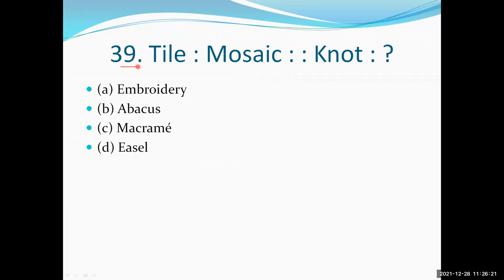Next, pay attention to the next one. Okay. This is tile mosaic. So not what? Embroidery, abacus, macrame, easel. You have to choose and also try to understand. We'll talk about what tile is, what mosaic is, what macrame is, or abacus, embroidery, everything.